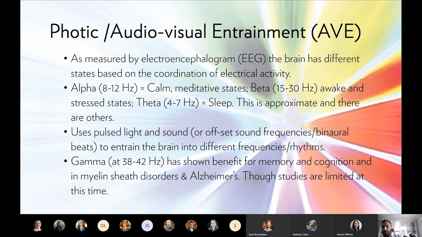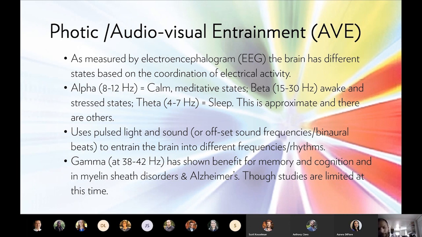So photic entrainment uses pulsed light at these frequencies to entrain the brain to fire at those frequencies, to sync up with those frequencies, and can create these calm meditative states or energetic states. Gamma, which is higher, around 40 hertz, has shown benefit for memory and cognition and myelin sheath disorders, including Alzheimer's. Studies are limited, but I've heard some really effective anecdotal studies of that and applications of that.